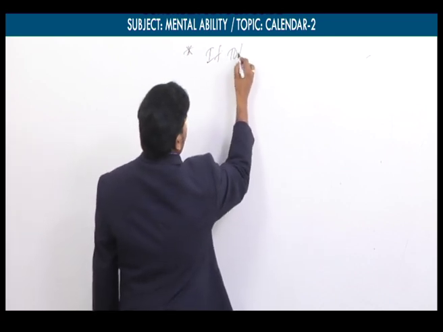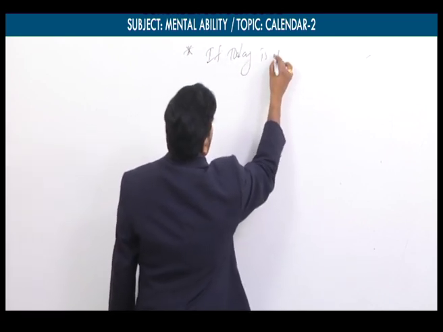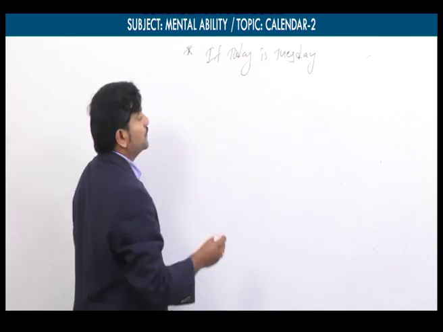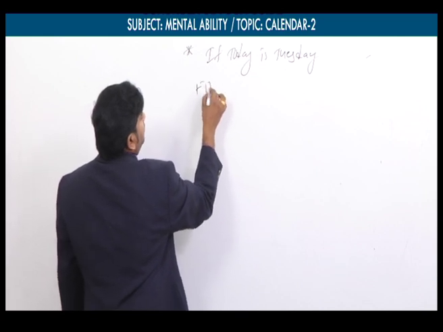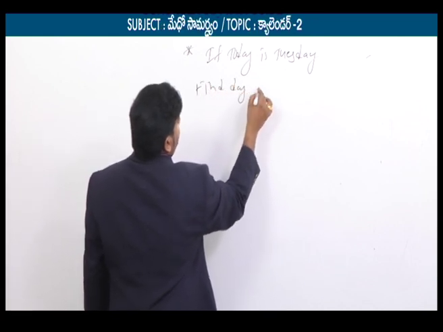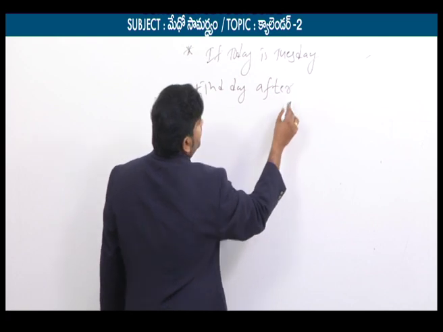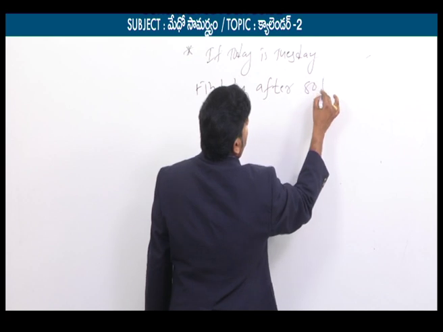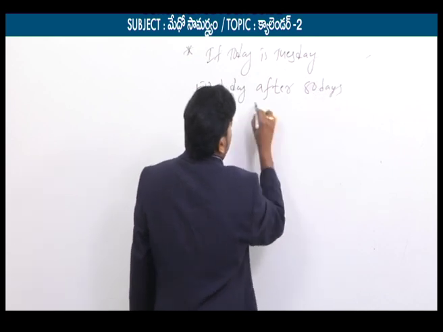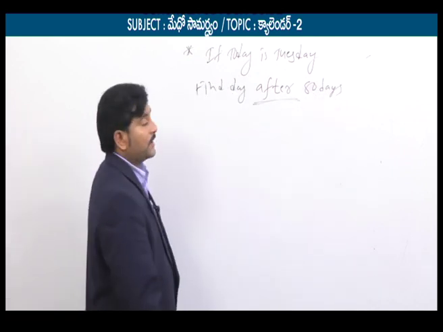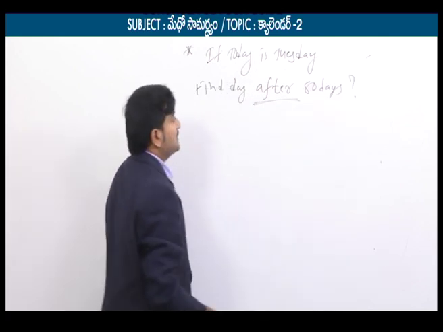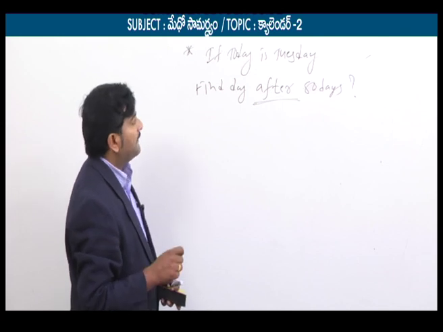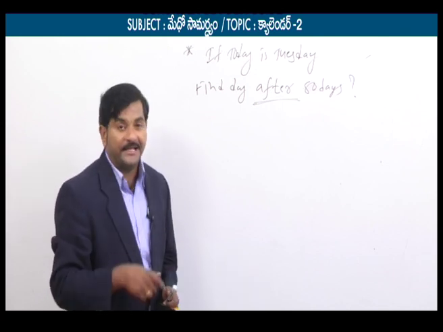If today is Tuesday, for example, find the day after 80 days. I am underlining the word "after". Okay, this question once again: what is the given question? If today is Tuesday, find the day after 80 days.